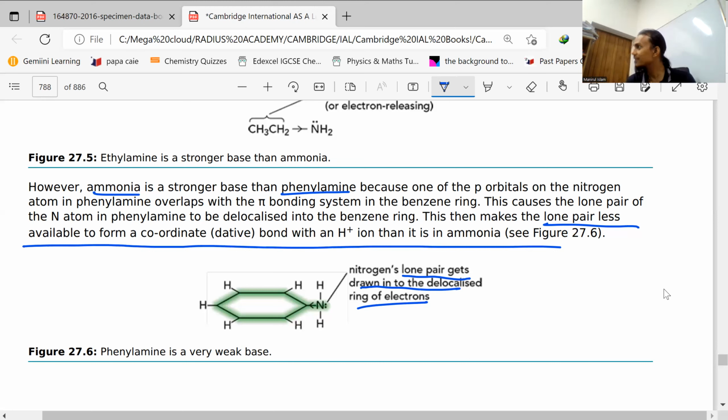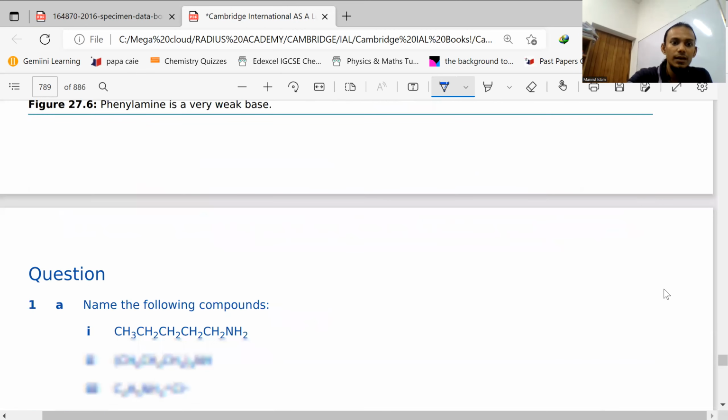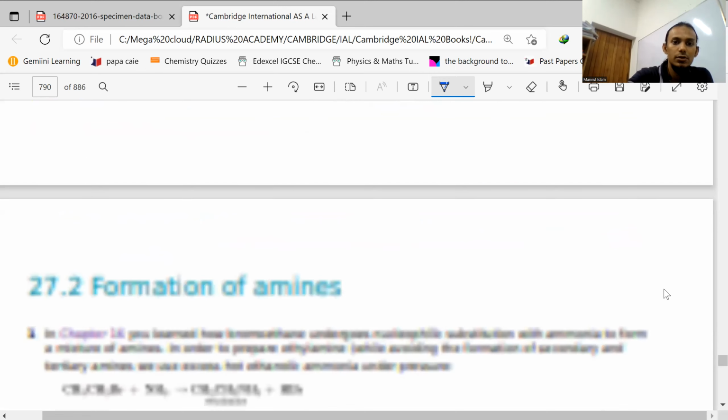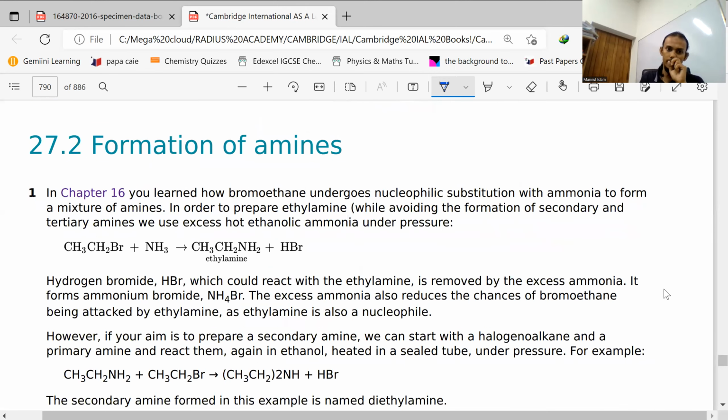Very good. Question 1, you will do these. Formation of amine. So we know halogenoalkane and ammonia react, and this ammonia is not aqueous but it's alcoholic.